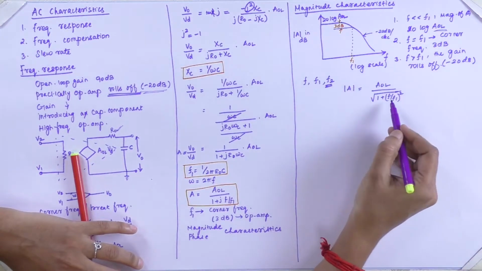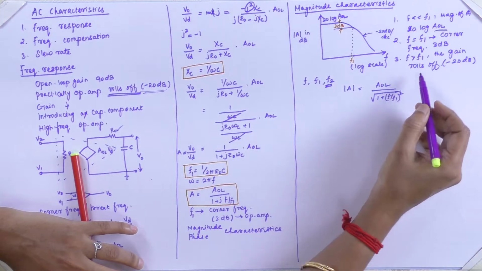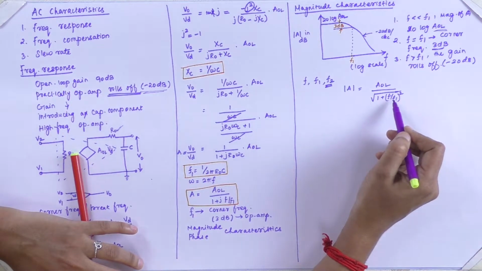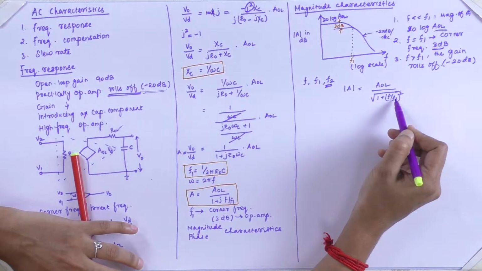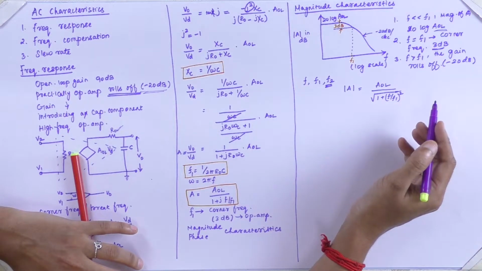That's the concept. Then when we substitute some value for the corner frequency and your frequency F, it gets compensated and reduces by 3 decibels. When we increase the value of F to more than F1, your gain rolls off by 20 decibels.